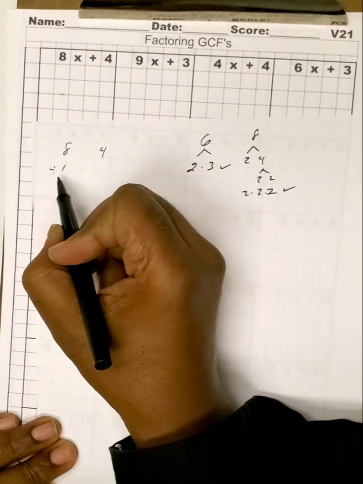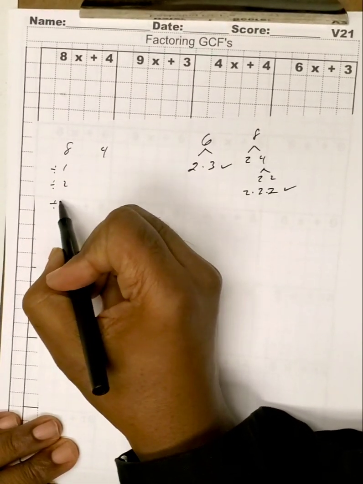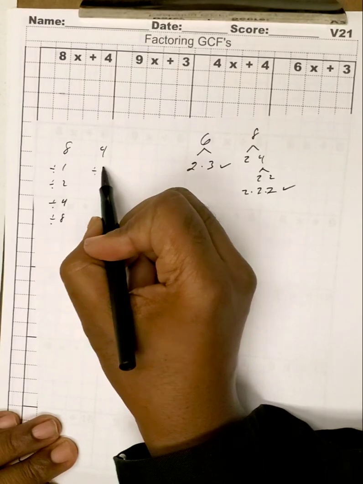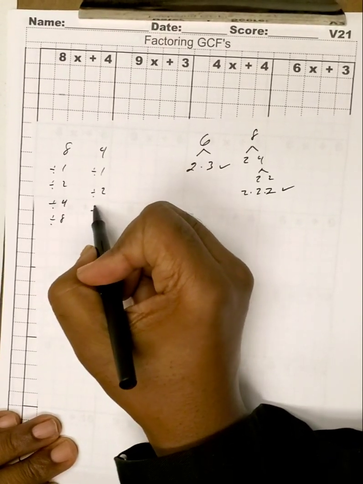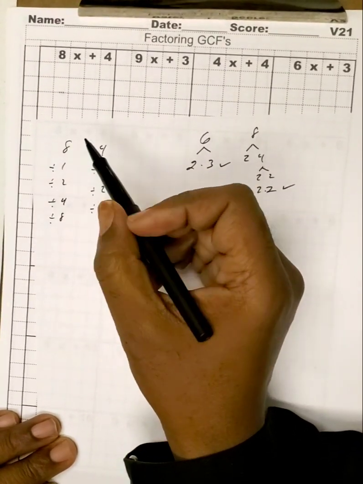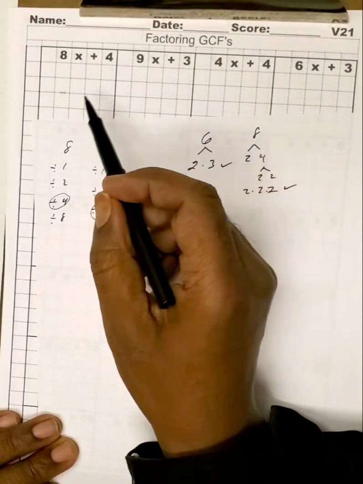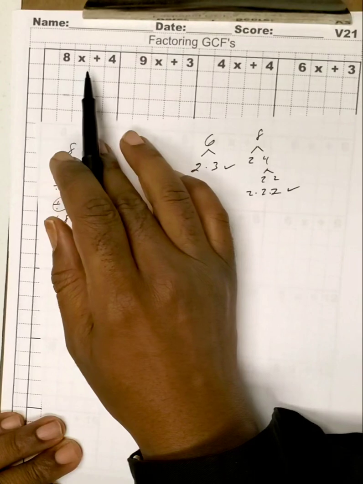8 can be divided by 1. It can be divided by 2. It can be divided by 4. And it can be divided by 8. 4 can be divided by 1, by 2, and by 4. And the greatest common factor that they can both be divided by is 4. So the 4 is the greatest common factor.